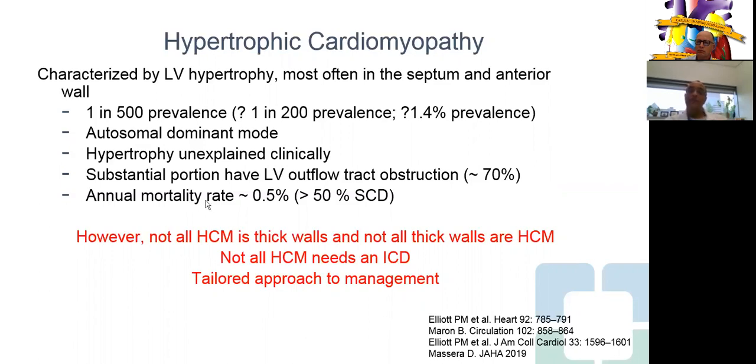A key feature of HCM, as all of us know, is that a substantial proportion, about 70% of them, have dynamic outflow tract obstruction. And the mortality rate is about 0.5%, more than half of which occurred due to sudden cardiac death. Something important I want to emphasize at the beginning is that not all HCM is thick walls, and not all thick walls are HCM. And not everybody that walks into your office with hypertrophic cardiomyopathy needs an ICD. There needs to be some tailored approach to management. And let's talk about it.